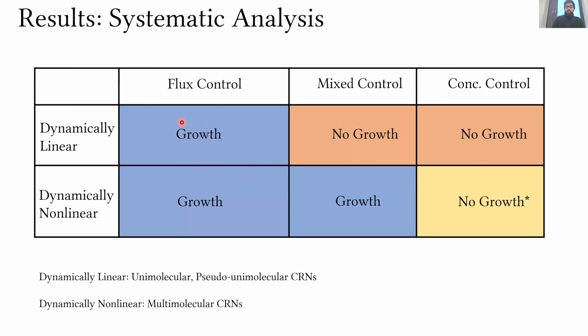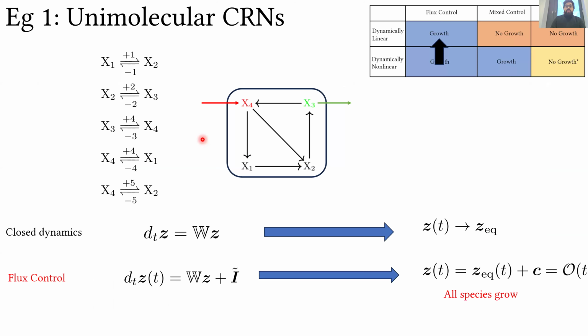So the first example is a unimolecular network under flux. Unimolecular just means that it's a network of unimolecular reactions, so every reaction has this form: x1 to x2, x2 to x3, and so on. You can draw the reaction network as a simple graph. In this case, as an example, I'm showing you one in which I'm pushing in x4 and pulling out x3 at constant rates.